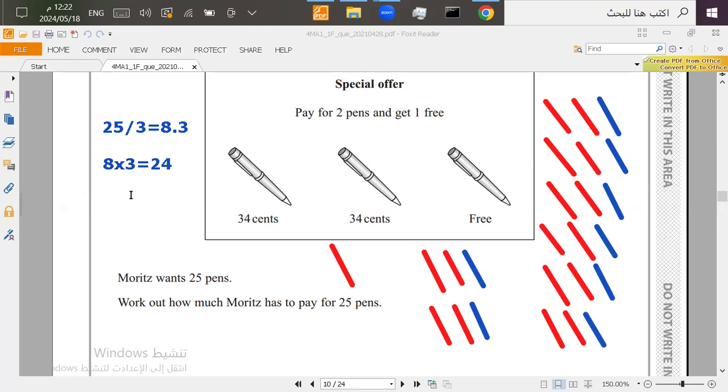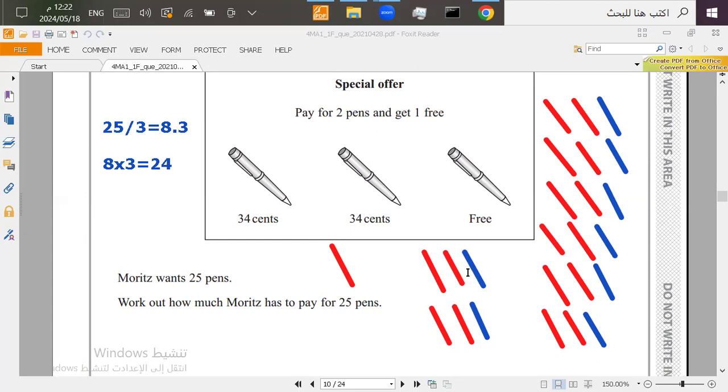Now, as we said, he's going to buy 25 pens. And we know the offer: if you buy two pens, you get one for free. I did it here, the offer. It means the red ones he has to pay for, but the blue one he doesn't have to pay for. I did it as a chart like this to know how many times I have to do it. And I know it from dividing 25 over 3, I got 8.3. It means I'm going to do it 8 times. So 1, 2, 3, 4, 5, 6, 7, 8.